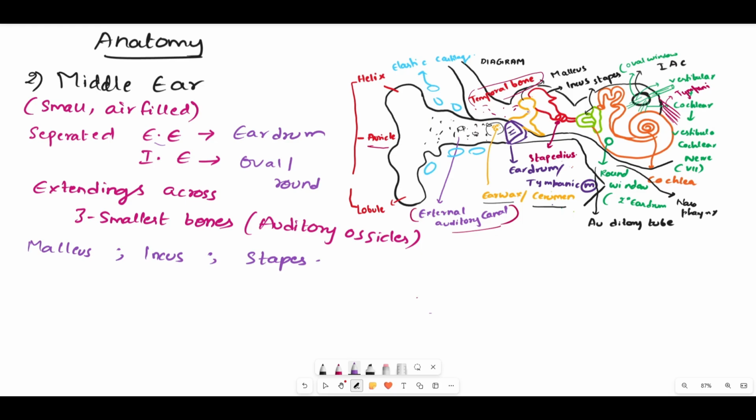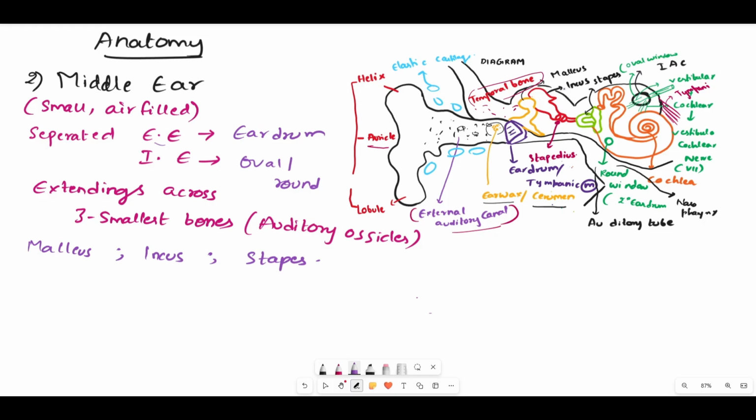If you observe the diagram, we can easily describe these parts. First, the malleus is this yellow colored part. The malleus is attached to the internal surface of the eardrum. And this is the head of the malleus. The head of the malleus is articulating with the incus.